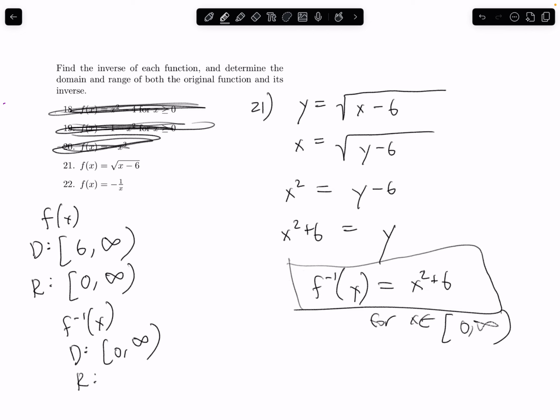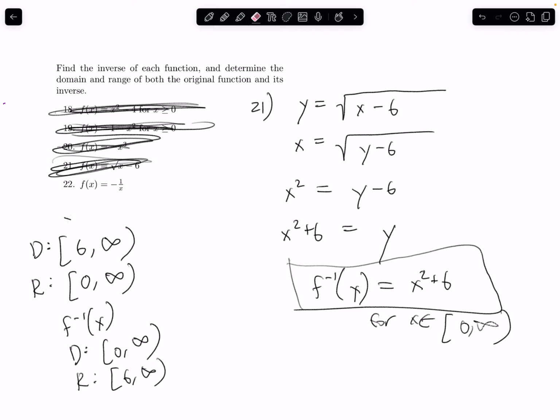And then what about the range? The range is from 6 to infinity, because look, if I plug in 0 here, the smallest value I'm going to get is 6. So that makes total sense, yeah? These guys all just reverse each other again. And that was number 21.